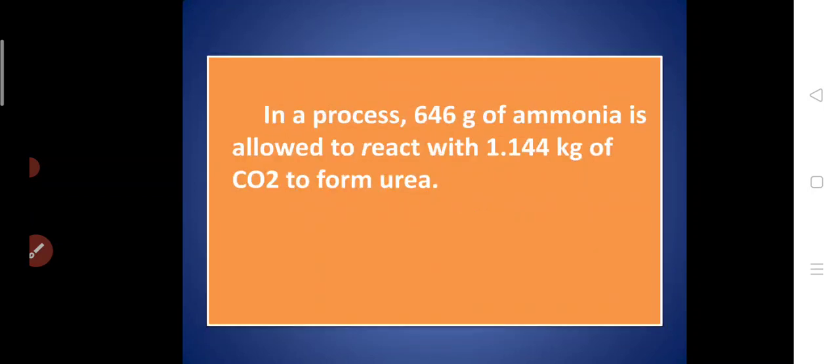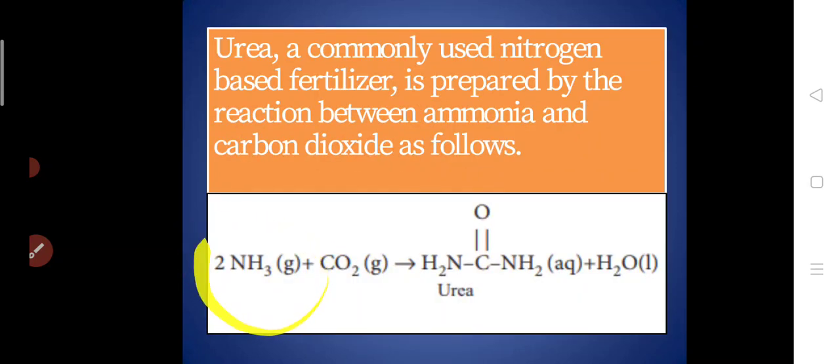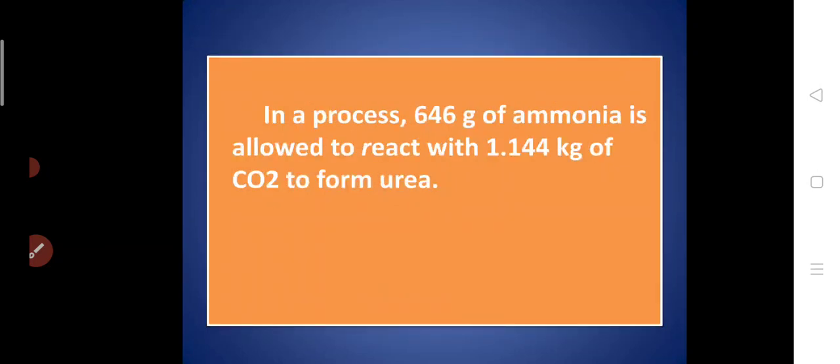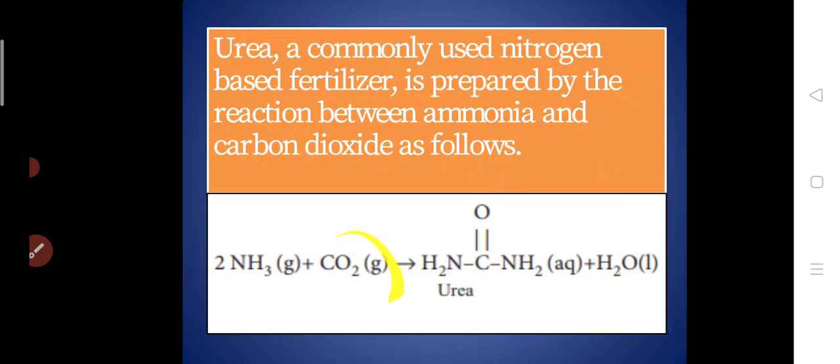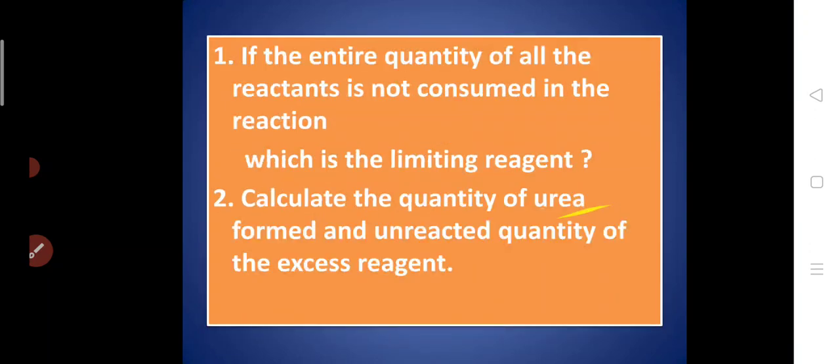So in the process, 646 grams of ammonia is allowed to react with 1.144 kg of carbon dioxide to form urea. So how much are we taking? 646 grams of ammonia, but 1.144 kg of carbon dioxide. Which is more, kg is bigger or gram is bigger? Ammonia is only in grams, this is in kgs. This is 1.144 kg, this is 646 grams. So who will be the excess reagent, who will be the limiting reagent, we will see from the calculation.